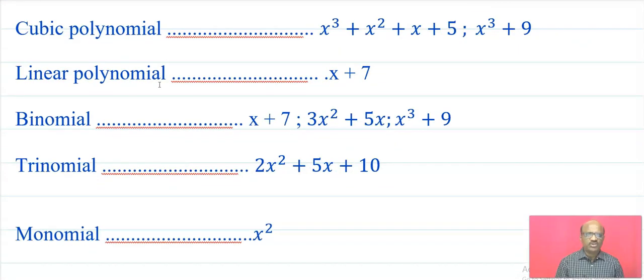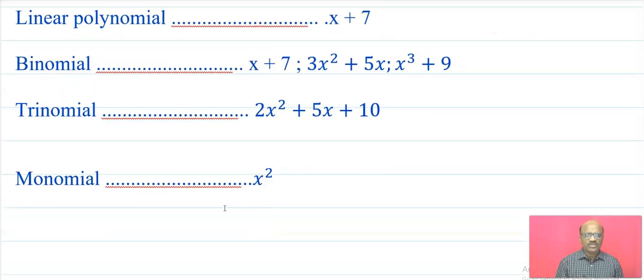Binomial, that is a polynomial containing two terms. That is x plus 7, two terms. 3x square plus 5x, two terms. X cube plus 9, two terms. And trinomial, that is 2x square plus 5x plus 10. And the monomial contains a single term.